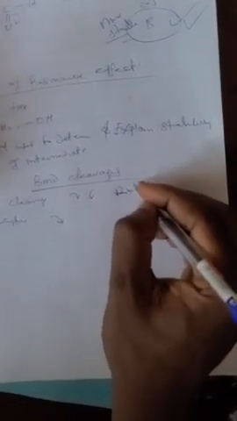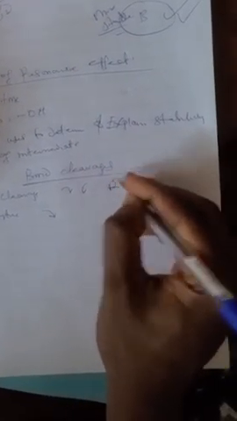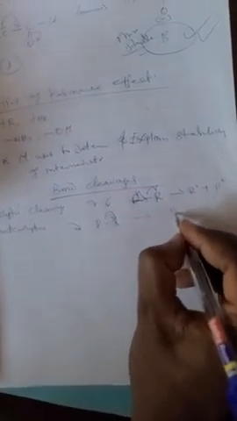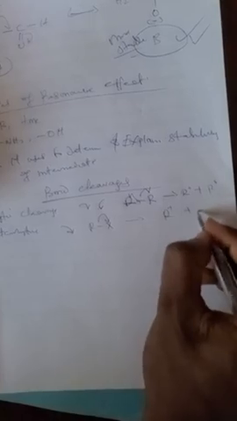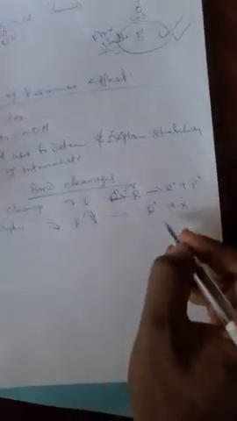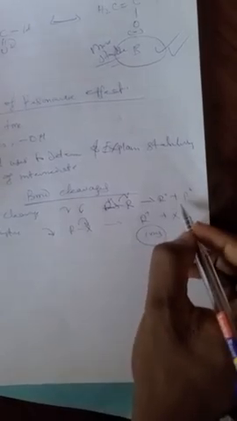So for example, let's say you have R to R. This one breaks here, this one breaks here. Half-headed, so you have two radicals. For heterolytic, let's say you have R to X. It can break like this to form R plus and X minus. So in heterolytic you have formation of ions, while in homolytic we have formation of radicals. Are you okay with that?